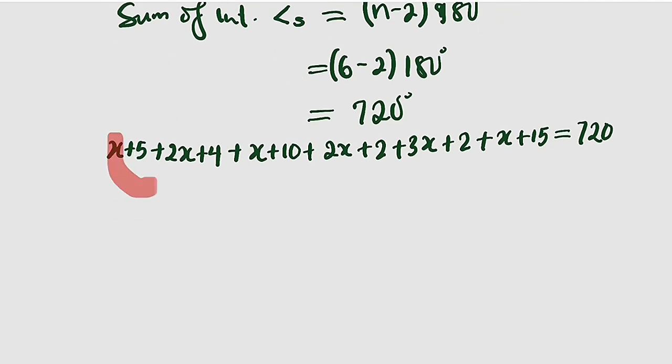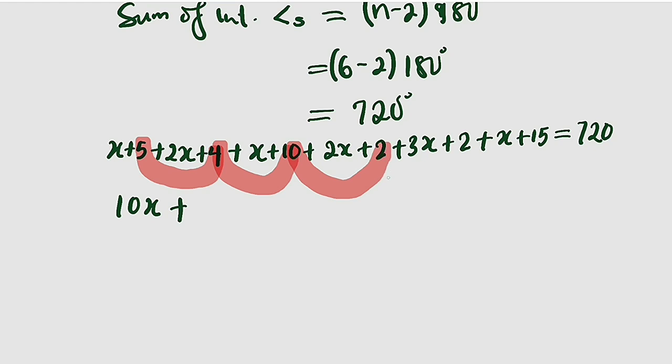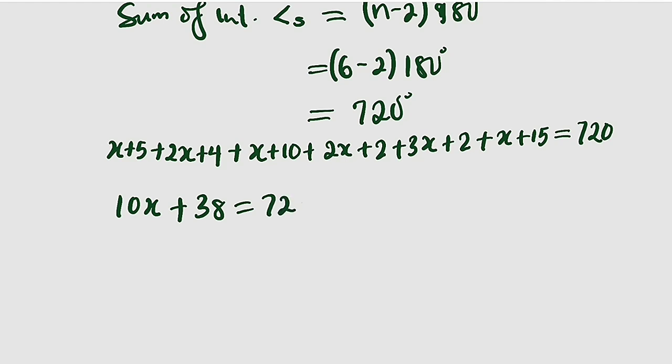I can see x plus 2x, that will give us 3x, plus another x, that is 4x, plus 2x, that is 6x, plus 3, that is 9x, plus 1, that is 10x's altogether. So we have 10x's plus, then the constants, 5 plus 4 is 9, 9 plus 10 is 19, 19 plus 2 is 21, 21 plus 2 is 23, 23 plus 15 is 38, and this is equal to 720.